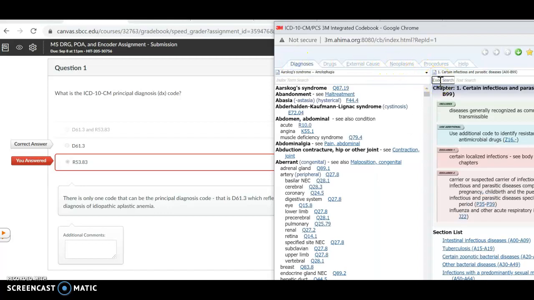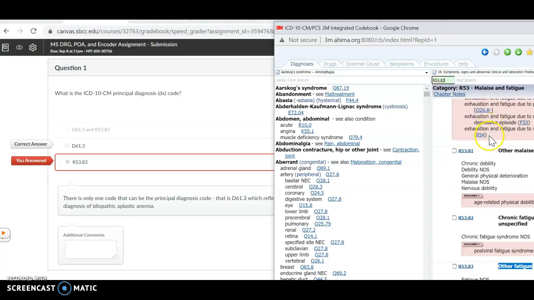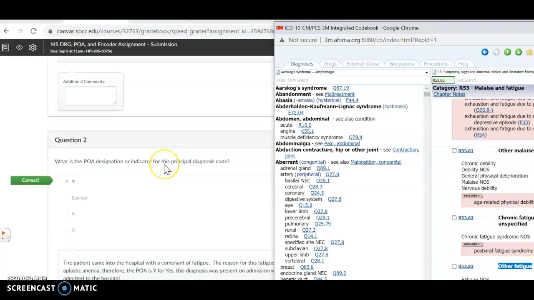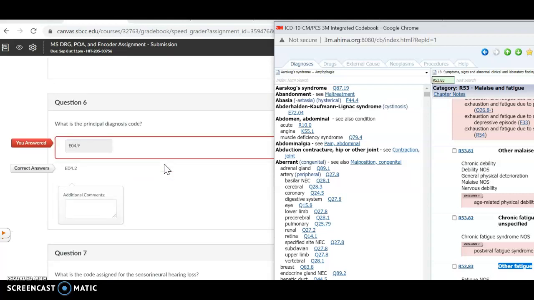When you type in R53.83, that is your fatigue. So once again, that is not the principal diagnosis, so we need the D61.3. So let's keep scrolling down here.